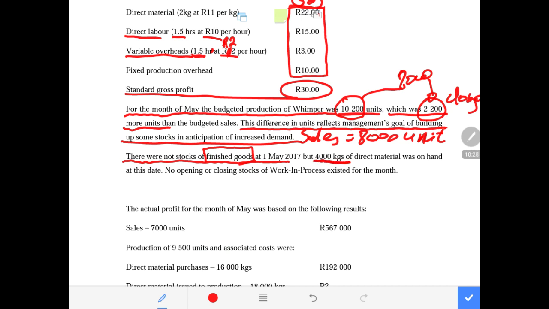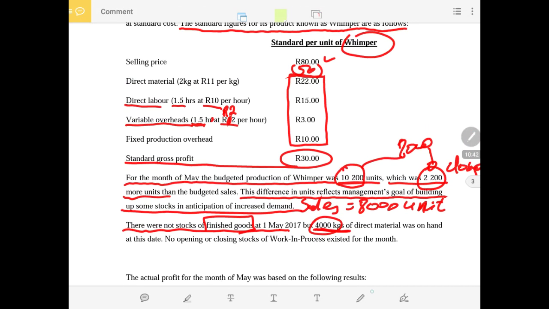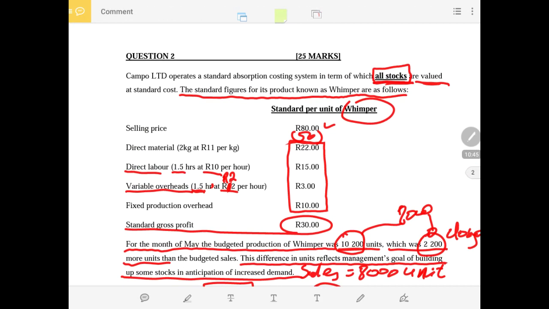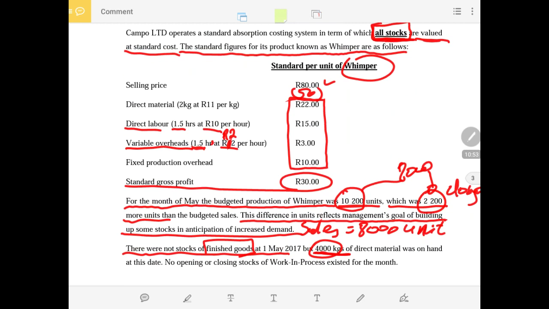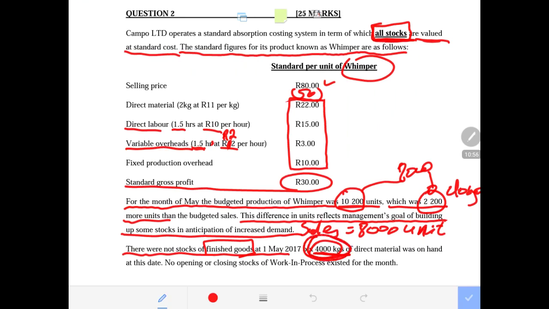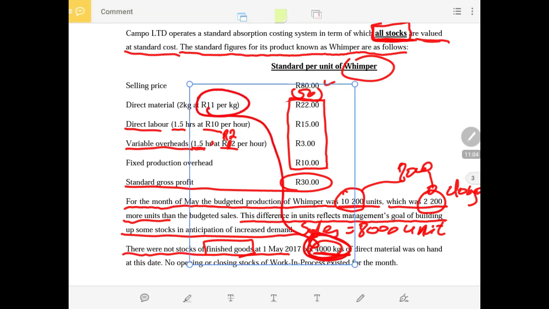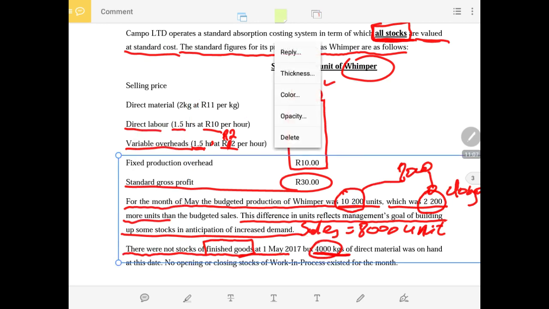Then 4,000 kgs of raw material were on hand, meaning this was an opening inventory of raw material of 4,000 kgs. Don't forget that this opening quantity will have to be valued at standard cost, because that is the policy of the company. The company said all stocks are valued at standard cost, meaning the cost of the opening raw material, being the 4,000 kgs, will be multiplied by the standard cost per kg. That will give us the opening cost of material, but we'll also dwell on that as we progress further.